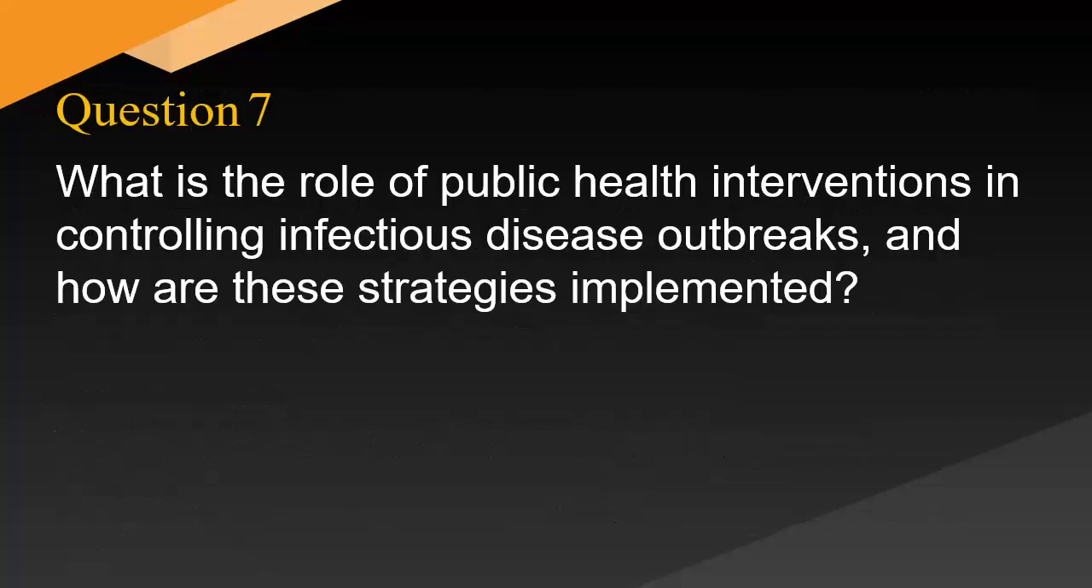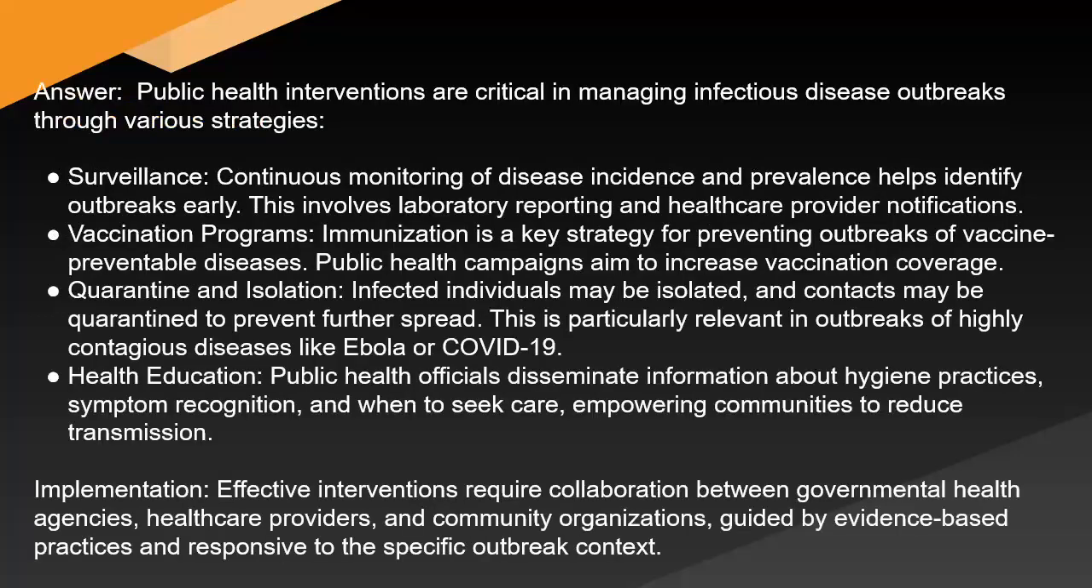What is the role of public health interventions in controlling infectious disease outbreaks, and how are these strategies implemented? Answer: Public health interventions are critical in managing infectious disease outbreaks through various strategies. Surveillance: continuous monitoring of disease incidence and prevalence helps identify outbreaks early. This involves laboratory reporting and healthcare provider notifications.